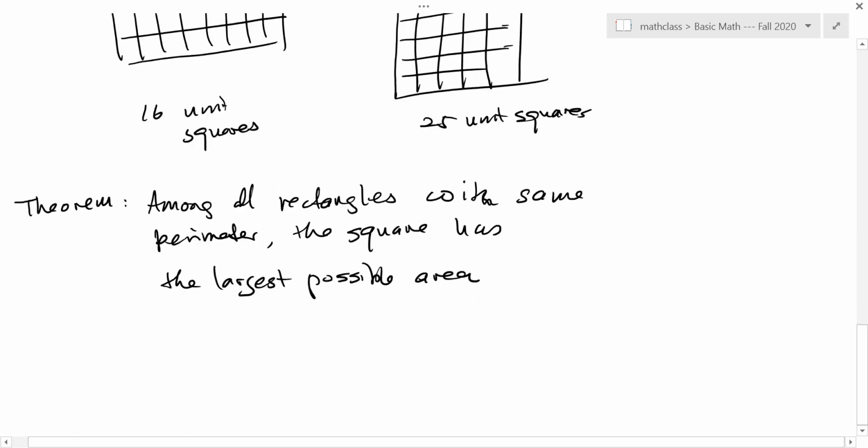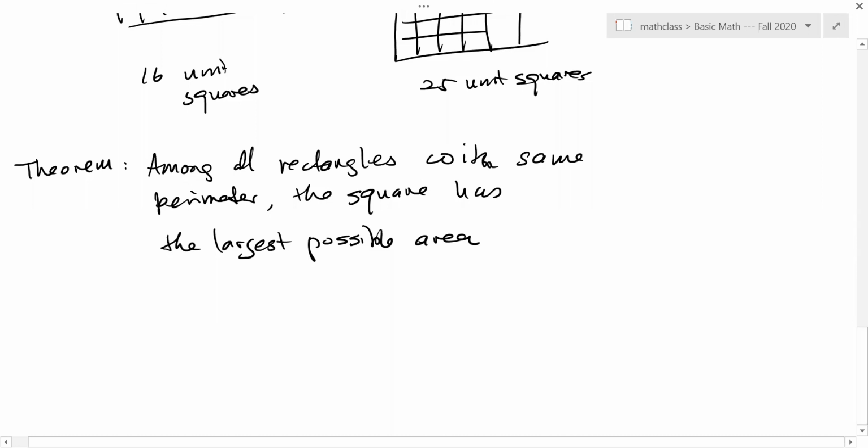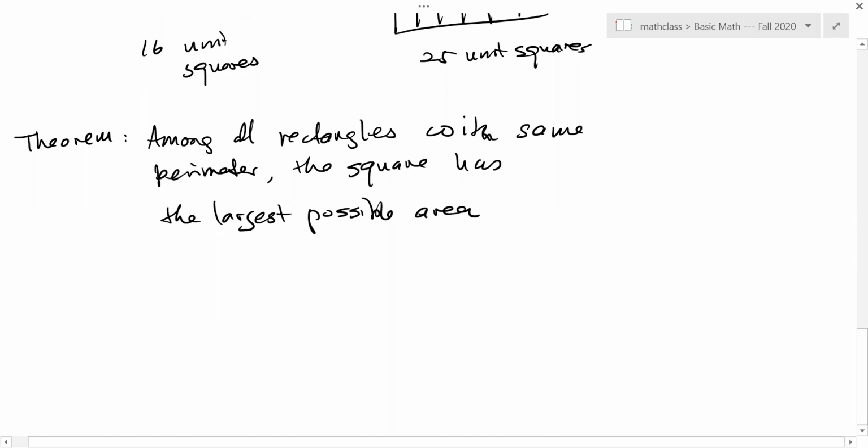As long as I have the same length, same parameter, the square gives you the largest possible area, okay? You can try to show that, but without looking at any books. This is not easy to prove. All right, so let's focus on squares. Squares are so nice, right?